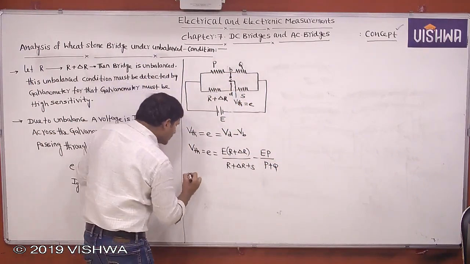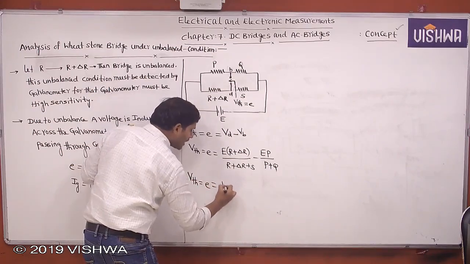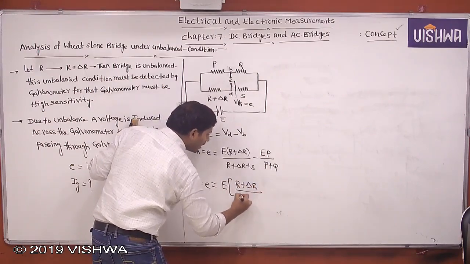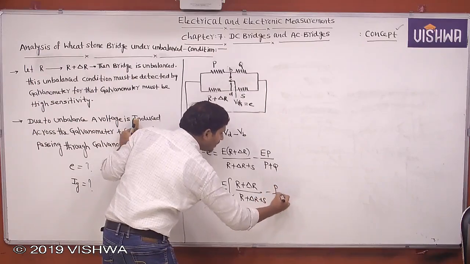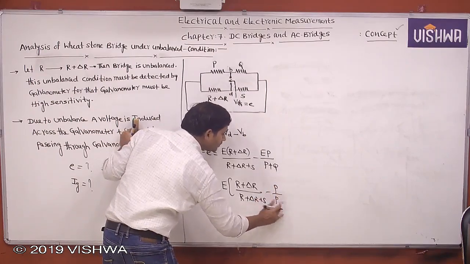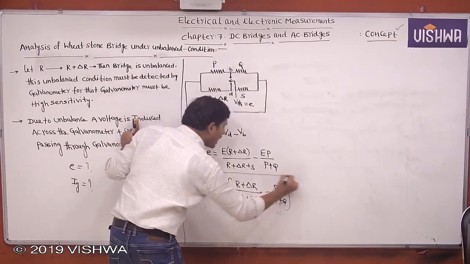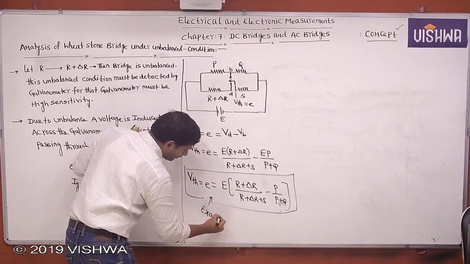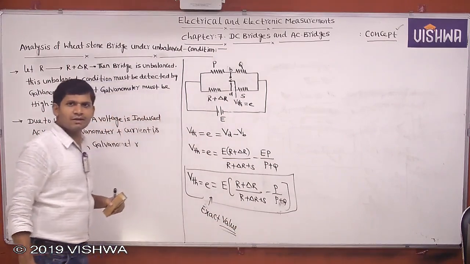Then what is the Thevenin's voltage? VTH equal to E equal to capital E into R plus delta R by R plus delta R plus S minus P by P plus Q. This is the exact value of the induced voltage across the galvanometer.